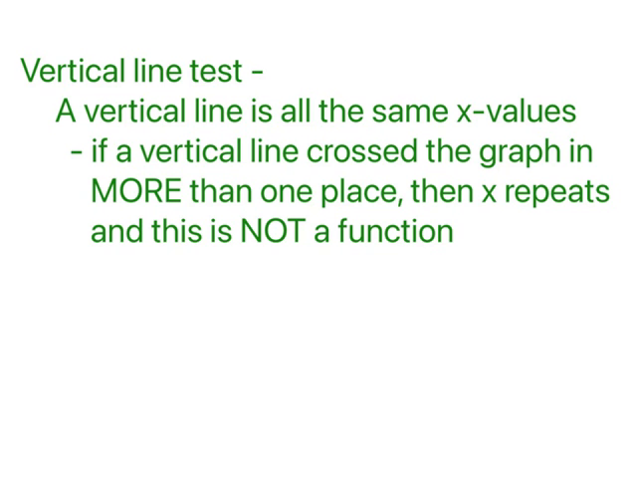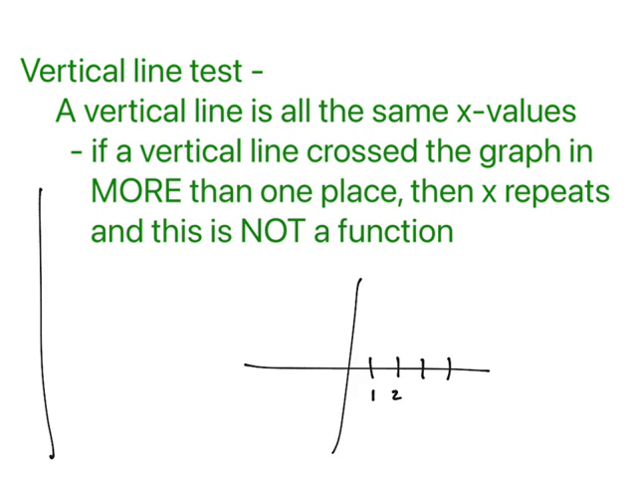So the vertical line test, right? Vertical is this way. So a vertical line is all the same x values. If we think about a coordinate plane, this is my x-axis, so 1, 2, 3, 4. Same thing, -1, -2, -3, -4. So if I do a vertical line here, every point on this line has an x value of 3.